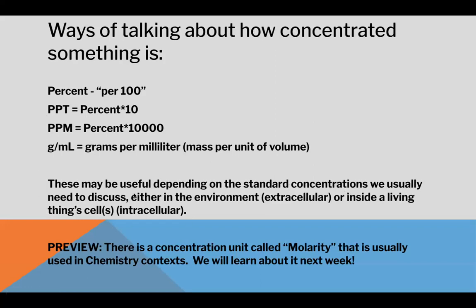So depending on the concentrations we need to discuss, if they're in the environment or if they're inside a living thing, we might use different versions of these to talk about them. And often researchers will agree for a certain pollutant, they'll always use ppm because that tends to be the most useful way to think about it. So just being able to think about the fact that there are different ways to talk about how things are concentrated is a good idea.